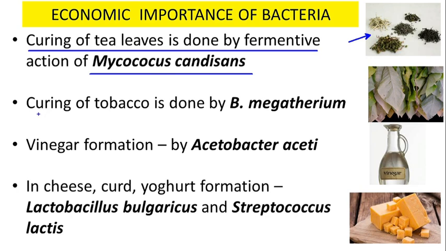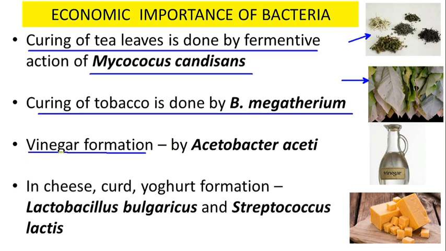The next is curing of tobacco. Curing of tobacco is done by B. megatherium. So B. megatherium helps in curing of tobacco. The next is vinegar formation. In vinegar formation, we again use a bacteria known as Acetobacter aceti.